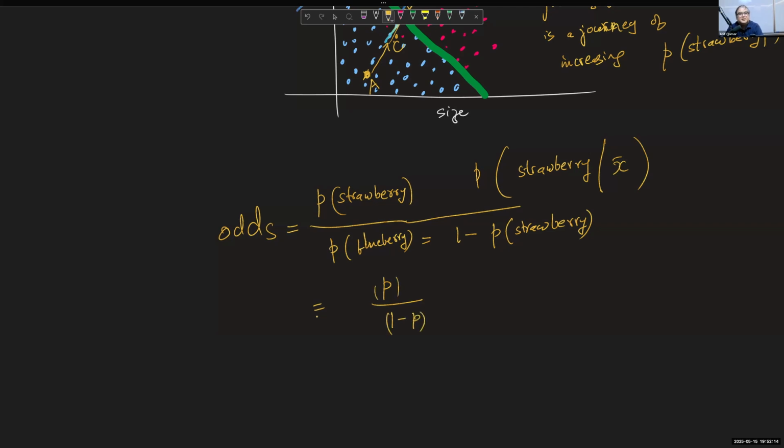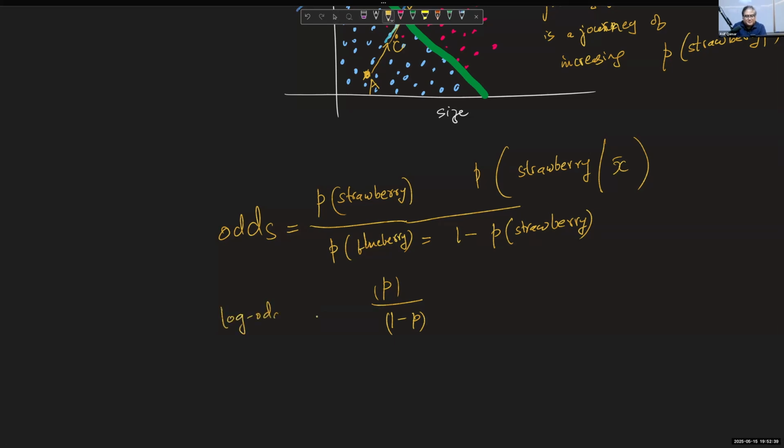Now, if you look at this quantity, it's a very interesting quantity that tends to recur in machine learning. But this quantity, for a variety of reasons, is a little bit more manageable and becomes this when you talk not of odds, but log of odds.